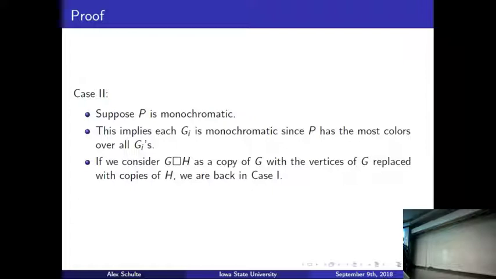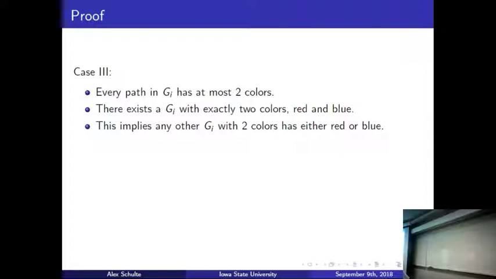So then instead of thinking about the graph as h with a bunch of little copies of g, we can reverse our thinking and think about it as g with a bunch of copies of h. And then we'll be back in case one, because if they're all monochromatic in the other fashion, that means a lot of them are going to have paths with at least three colors on them. So now we're back to case one, and that handles case two. So that's always nice.